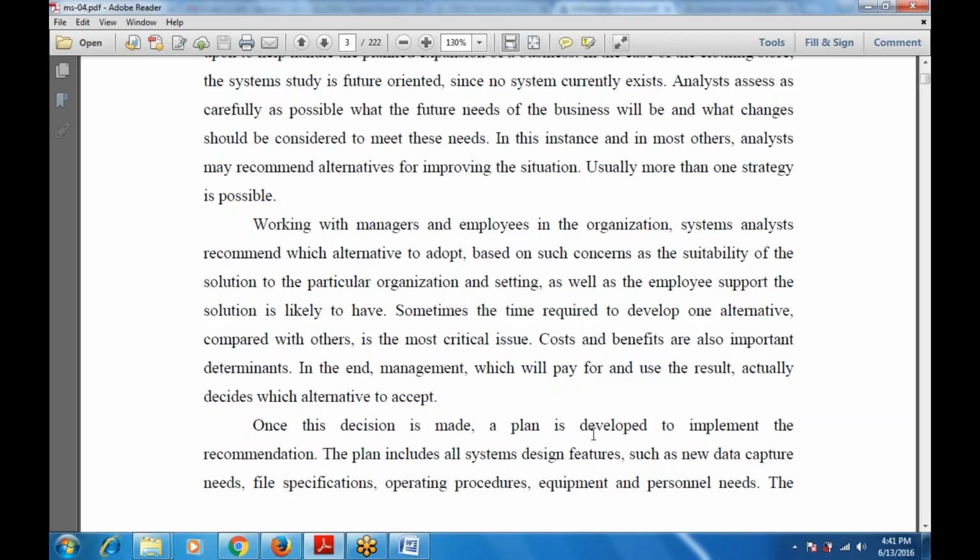And once a decision is made, a plan is developed to implement the recommendations. So a plan is developed to carry out the recommendations, with the various cost and benefit analysis. And the plan includes all the system design features, such as the new data capture needs, file specifications, operating procedures, equipment, and personnel needs.